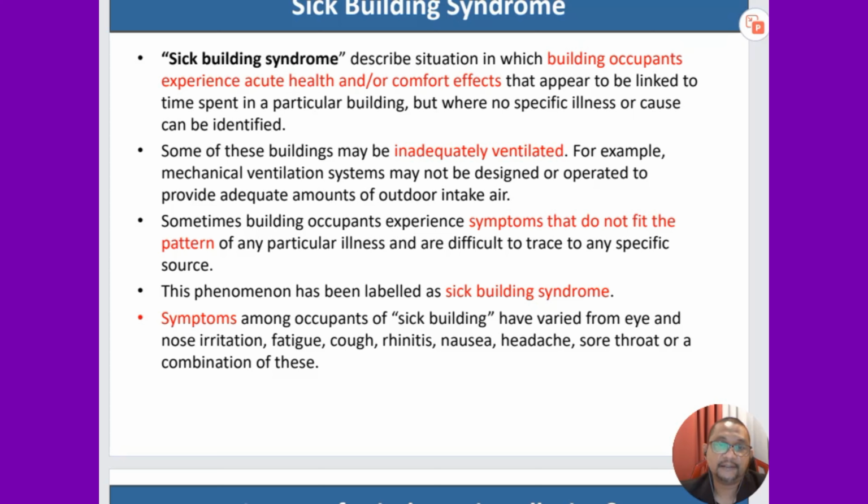Okay, so that is important for sick building syndrome, because this is a serious concern, especially in the workplace and public buildings. By improving indoor air quality, controlling environmental factors, and ensuring regular maintenance of ventilation systems, SBS can often be prevented and alleviated, resulting in a healthier and more comfortable environment for occupants. Okay, so that is sick building syndrome, what you have to know.